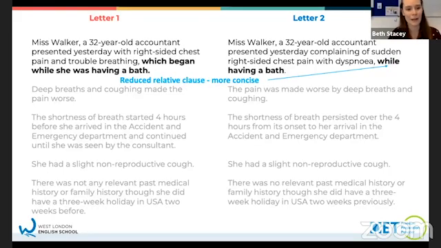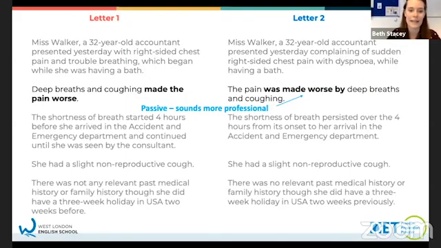And in letter 1, they've got "which began while she was having." But in letter 2, we've just got "while having." And this is what we call a reduced relative clause. We've removed the relative pronoun "which," and we've taken out the "she was," we've just made it "while having a bath." And this makes it more concise, which again is going to give you marks in the conciseness and clarity part. Slightly shorter as well, that bit.